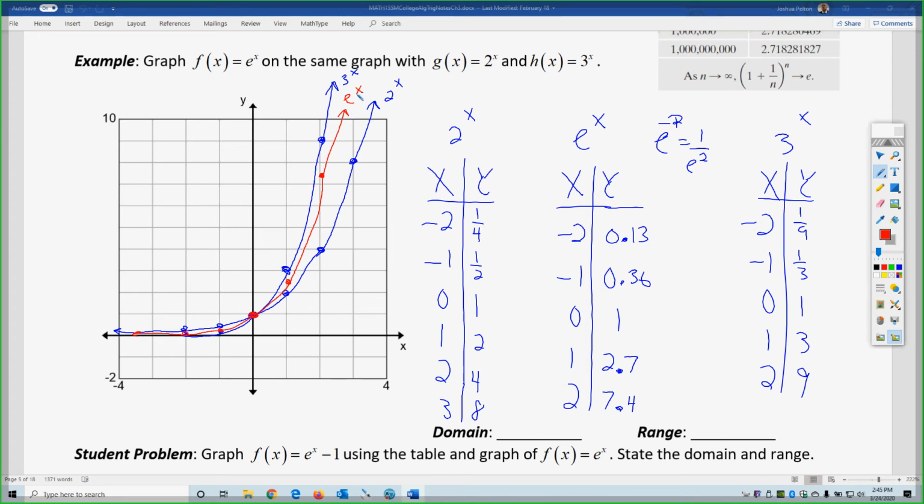Okay, so does that change domain and range? No, they all have the same domain and range. They go forever left and forever right no matter what you plug in. And the range goes down to 0 no matter what you plug in. You cannot get 0 or negative, and it goes up forever.